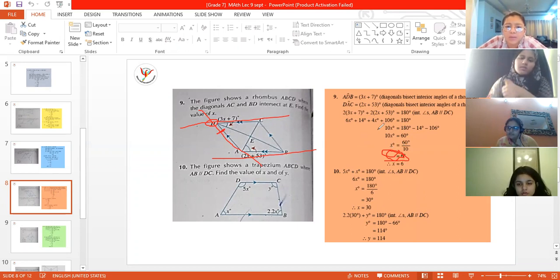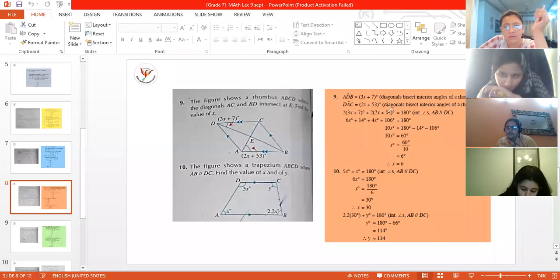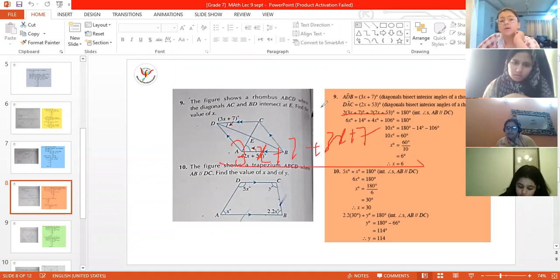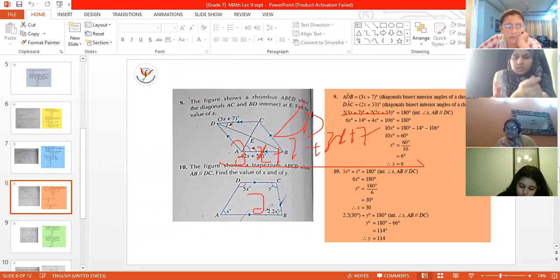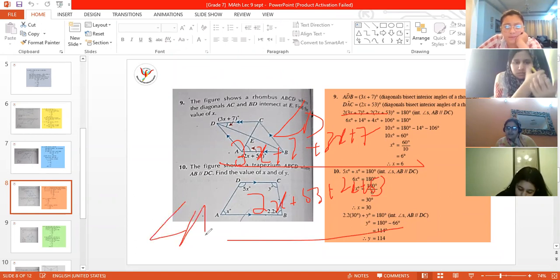Right, Isha? Yes, ma'am. Why did you multiply these by 2? See, 2 times, don't write it like this. You can write it like this: 3x plus 7, 3x plus 7. This is angle D, right? Yes, ma'am. This is angle A, 2x plus 53, 2x plus 53. Now add both the angles and put them equal to 180 degrees. Right? Okay, ma'am.